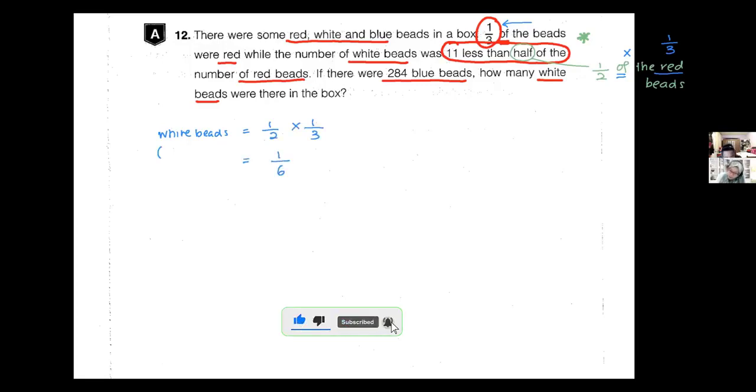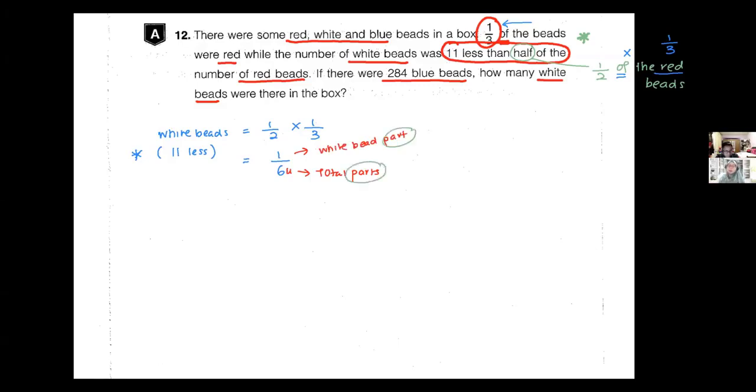But you know that the white bead is 11 less. This one you don't forget. I just want to know the total number of parts. So from this 1/6, I know that the total number of parts is this one. This is total parts, and then this is your white bead parts. Why am I listing down the word parts? Because I want to draw the model. I told you that I can use a part whole model. So I want to know how many parts the model will be.